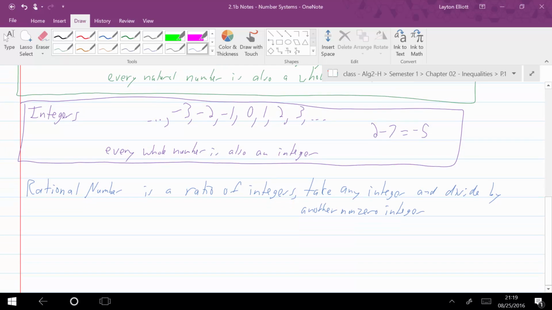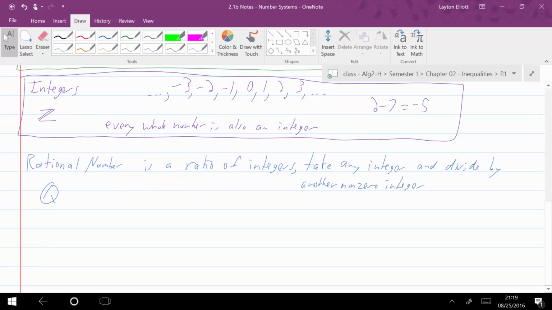So the integers, which I totally forgot to put the symbol for, the symbol is a Z. We can't use an I, and it's a really cool reason why we can't use the I. That's coming later, much, much later. And for rational numbers, we're going to use the symbol Q because we can't use the R. We've already used the R. But a formal definition of a rational number is it's an A over B where A and B are integers.